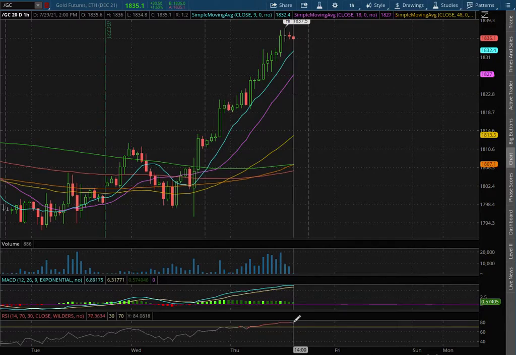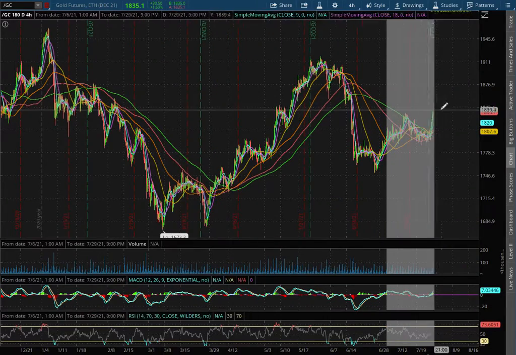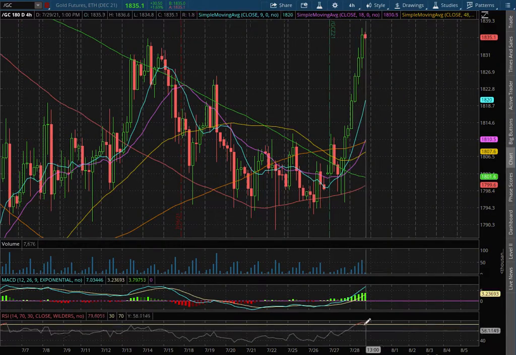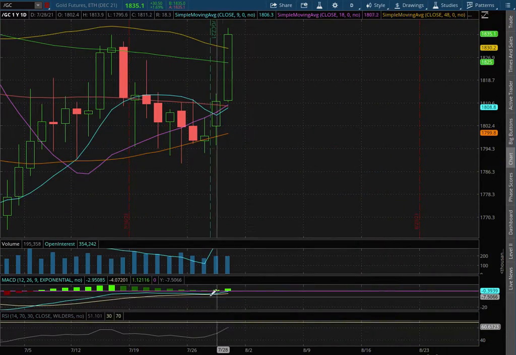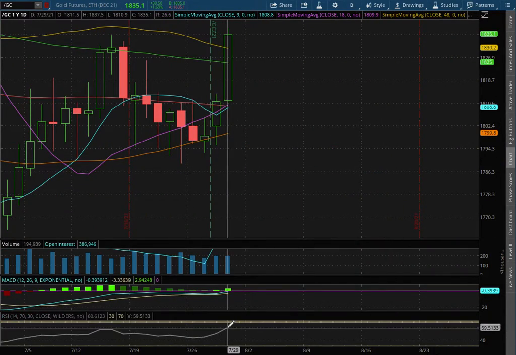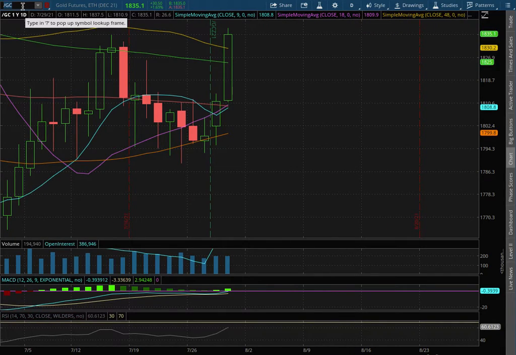We are in positive MACD, and we're at overbought levels with the RSI. As with the 4-hour chart, we see the same action, positive MACD, and that overbought condition with the RSI. As we extend that once more onto the daily chart, we are about to approach positive MACD, and we're also approaching overbought levels with the RSI.